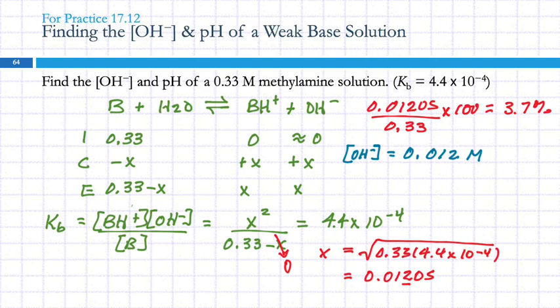And that gives me pOH equals 1.9190. And then the pH is 14 minus that. 12.08.